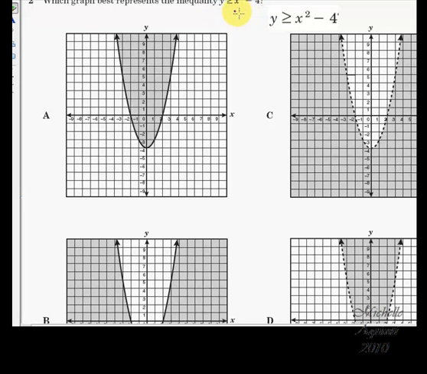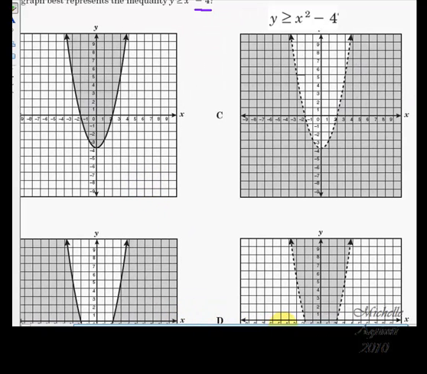Okay, we have a quadratic inequality, and I know that because of the x squared. It's very close to the parent, y equals x squared. The only difference is we've got this negative 4 here. So we know that that would be the c, and it would shift my parabola down. And looking at this first parabola, yes, it's shifted down.